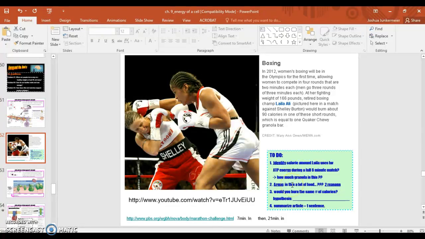Well, how many calories does she burn? That's one of the questions. What food would that amount of calories equal? This little paragraph tells you that also. You have to decide once again, is that a lot of food? Give 2 reasons why you think it is or not.